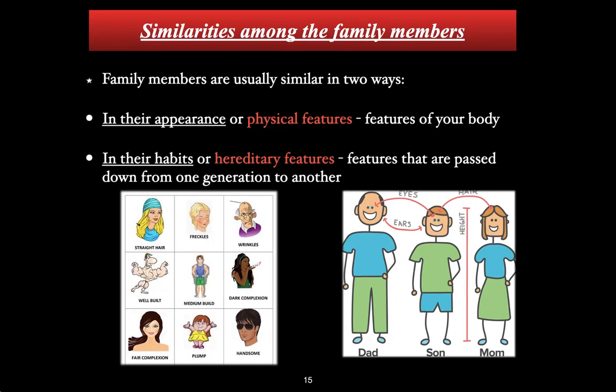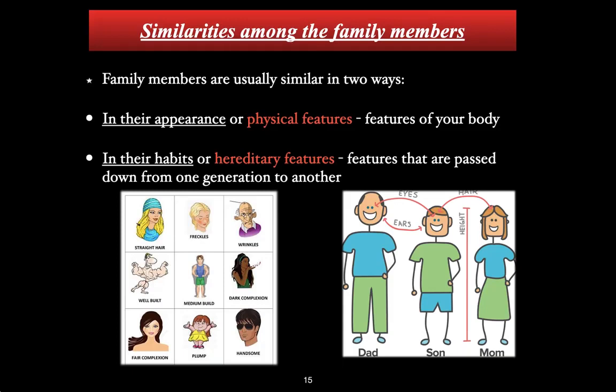Okay, so we also spoke about similarities among the family members. Family members are usually similar in two ways. One is in their appearance or the physical features. So, physical features are the features of your body. As you can look at the left hand side of the screen, you would see physical features include features of the body.